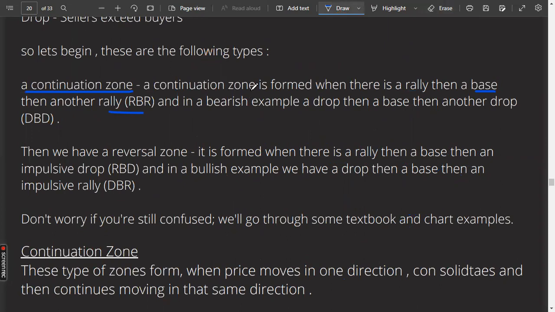We are going to see how in a bearish, you will see a drop, then you will see a base, then another drop, okay? Do you understand those concepts? Or maybe I'm confusing you. You don't know why I am explaining this? Yes, I can understand. Okay, nice.